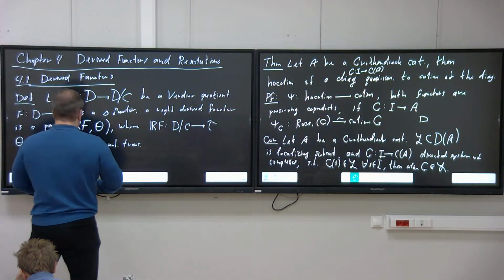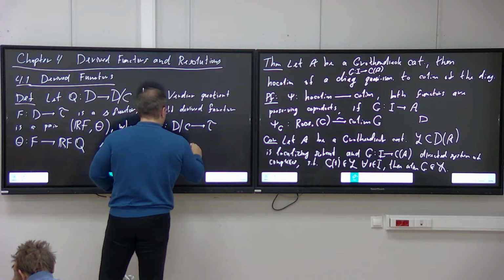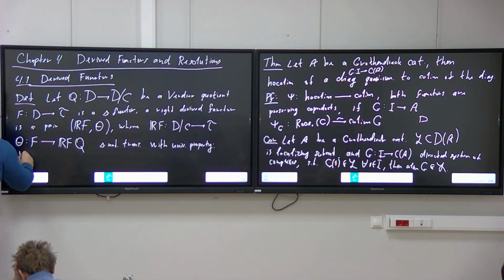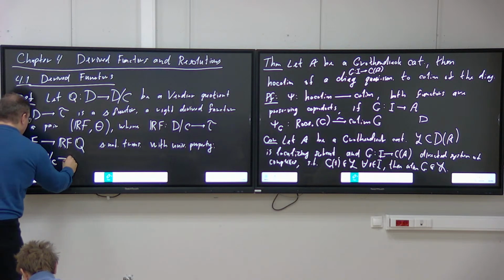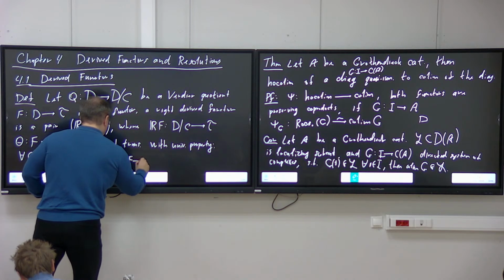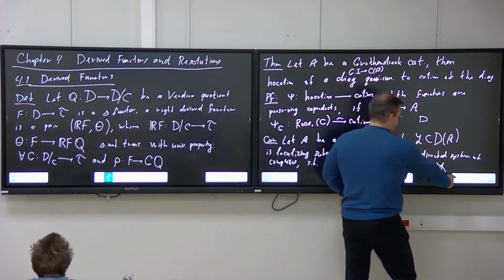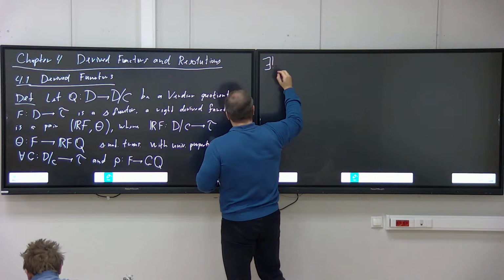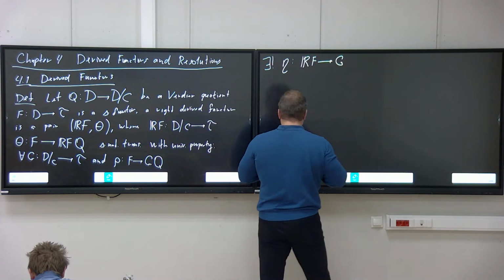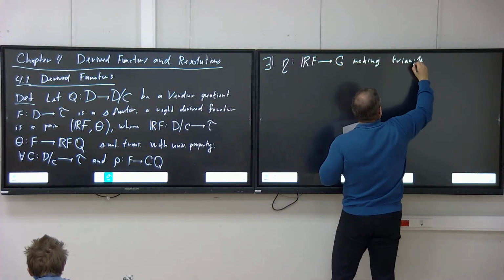So this pair has a universal property, which is the following. For any other functor G from the quotient category D mod C to T, and natural transformation rho from F to G Q, there is a unique natural transformation eta from RF to G, making a triangle of functors and natural transformations.